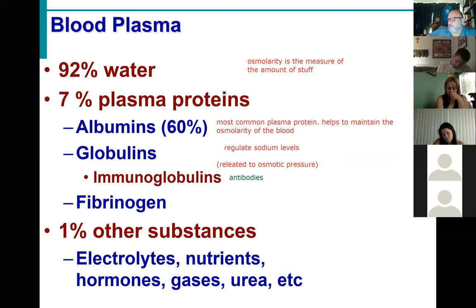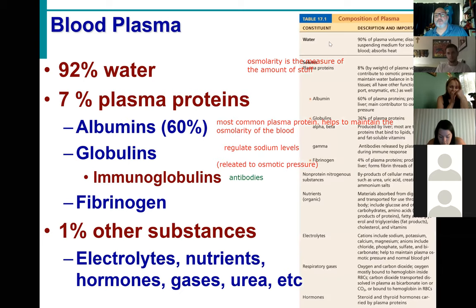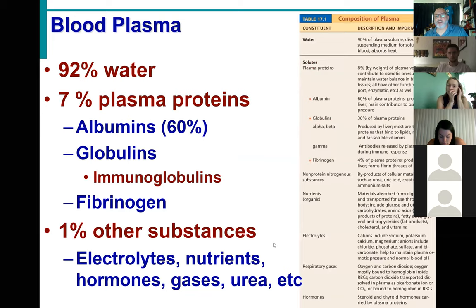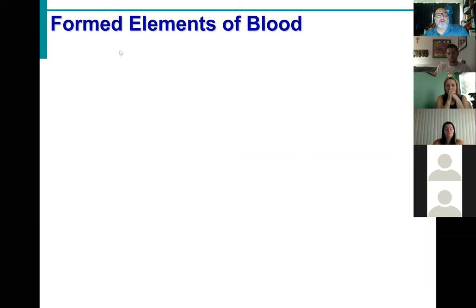All right. Questions on that? All right, excellent. Oh, and there's the pretty picture from your textbook talking about some of the stuff that you find in the plasma. Useful information, not terribly exciting.